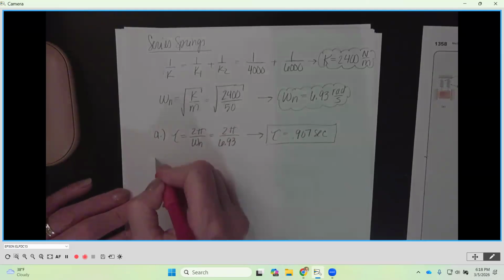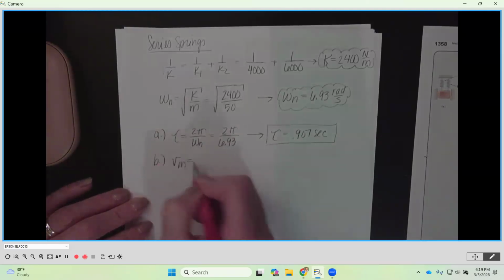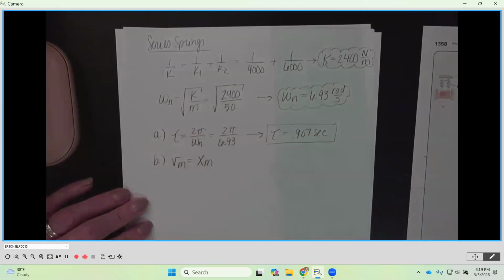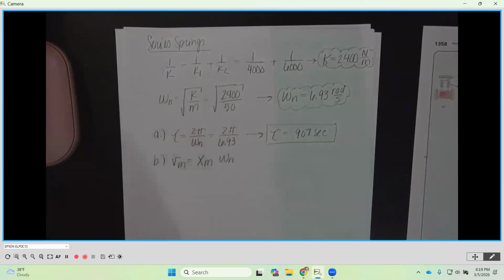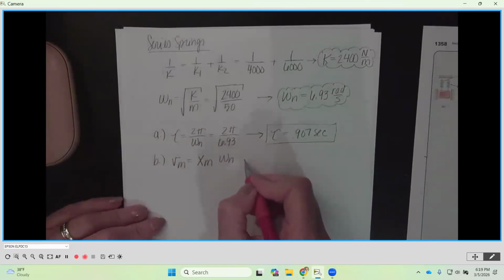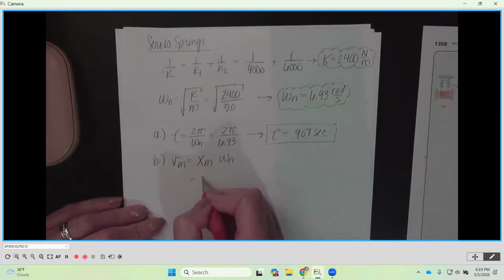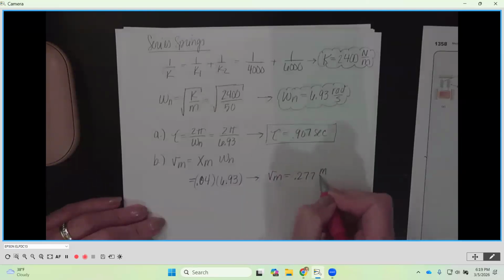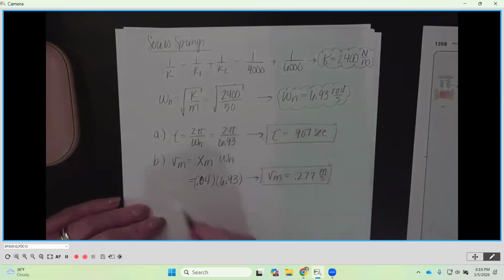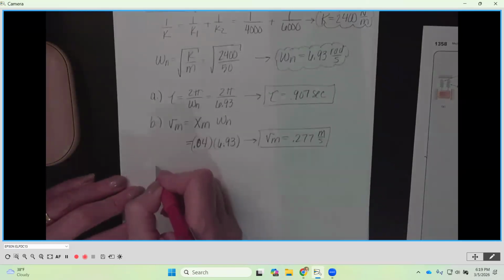Okay. Part B is, what is the maximum velocity? Take that amplitude, and we're going to multiply it by our natural circular frequency for the series here. So that's going to be equal to 0.04 meters. Remember, take the meters. And we're going to multiply that by the 6.93 radians per second. Our max velocity should come out to be 2.77 meters per second. And again, just a verification to be sure my math looks good.